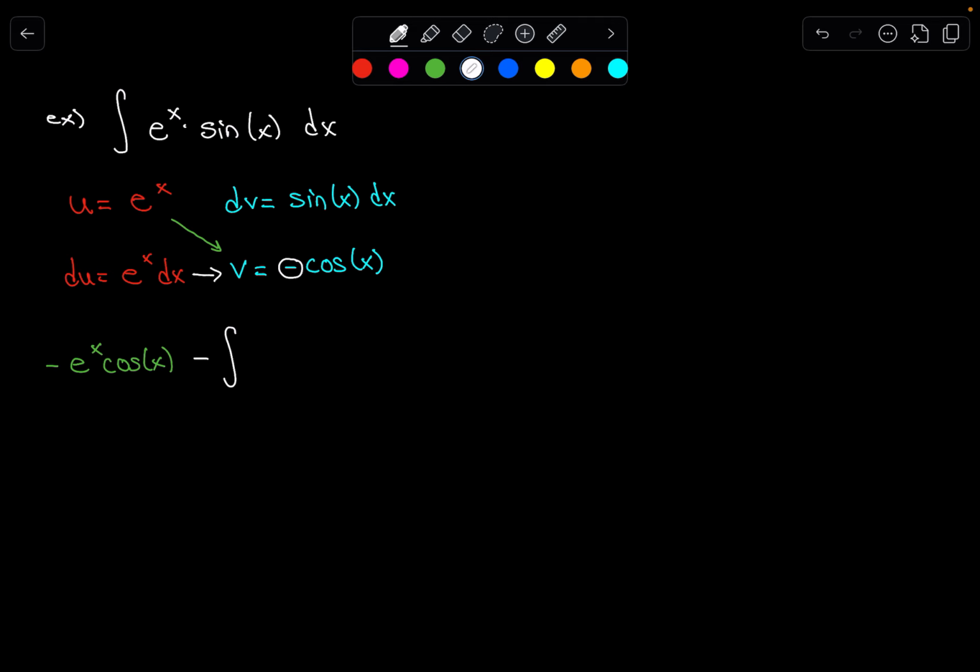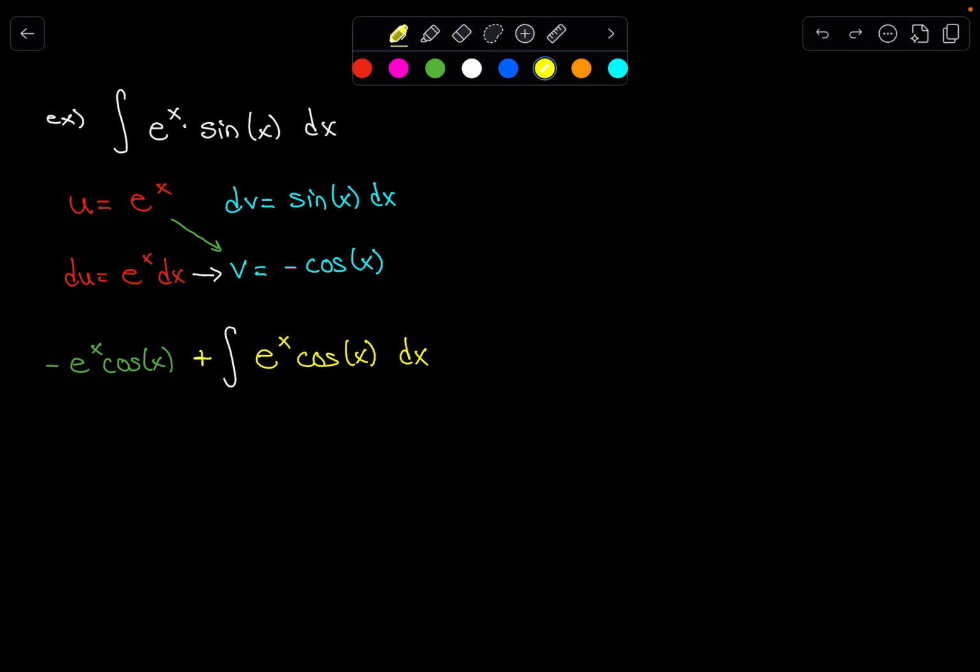Now, there is a minus sign here already to go along with this minus sign, so I'm actually just going to deal with that right off the bat. I'm going to put a plus sign there. But now we have e to the x cosine of x dx. And again, I mix and match. I like to put my e to the x first, followed by the trig function, and then followed by the dx. You can write it in whatever order makes you feel happiest.